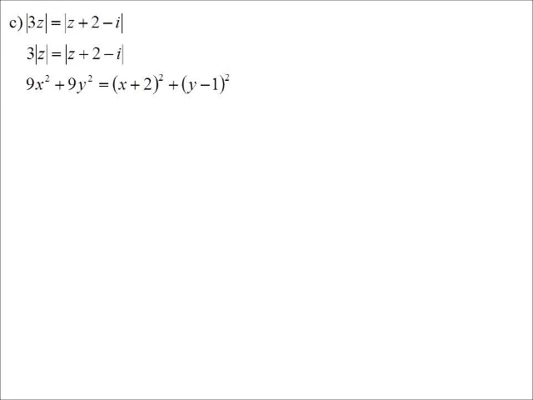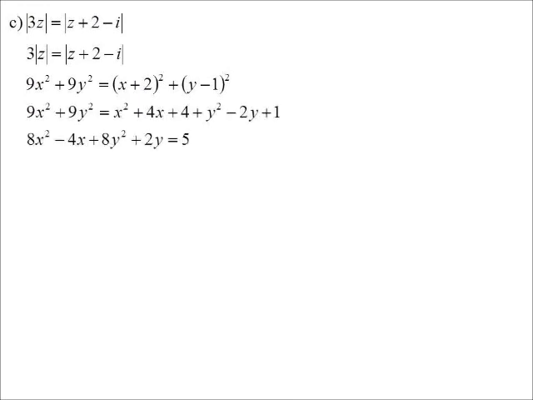So modulus of z is the square root of x squared plus y squared. That's why this has become 9, because I've squared both sides as well to get rid of that square root sign. On the right-hand side, it would have been the square root of, but again, we've squared both sides, so the square root's gone. The real part squared would be x plus 2, and the imaginary part squared is y minus 1.